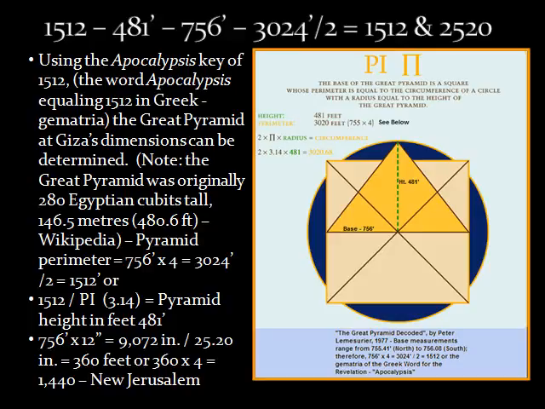Now, 756 feet times 12 inches will equal 9,072 inches. Divide that by the sacred cubit of 25.20 inches, and you will equal 360 feet, or 360 times 4 will equal 1,440, 144 being the dimension of the New Jerusalem itself.